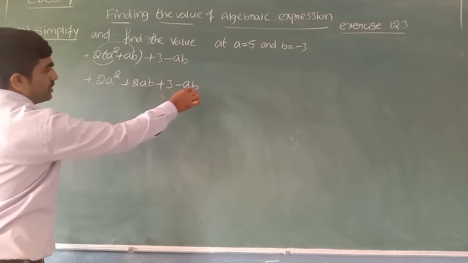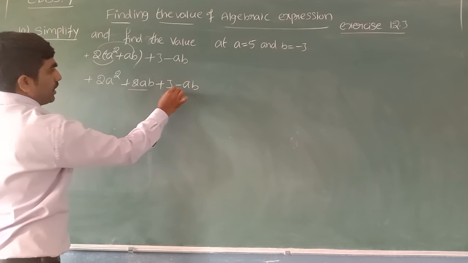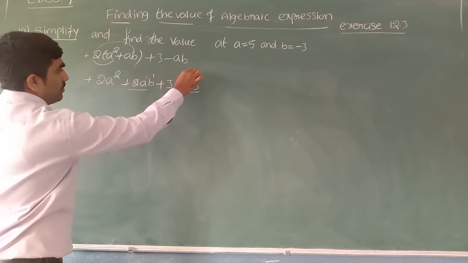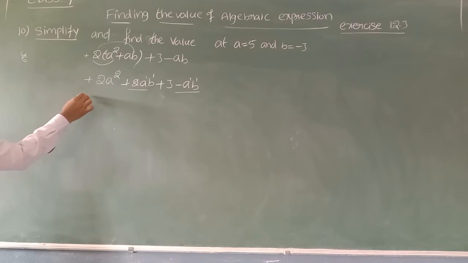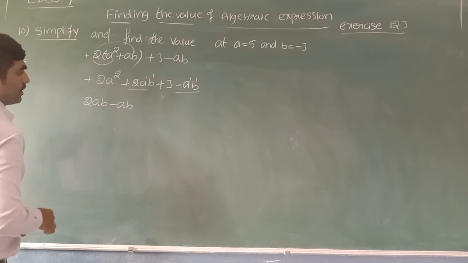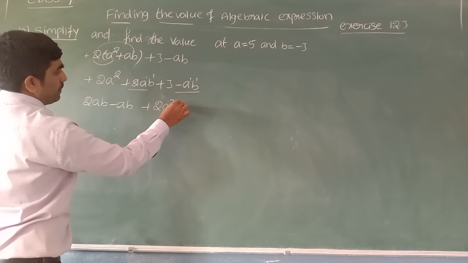A power 2: there is no other a power 2 term. ab: here you can see the ab terms. So both are like terms, with the same variables and the same powers: a power 1, a power 1, b power 1, b power 1. So both are like terms. We write them together: 2ab minus ab. The remaining terms are plus 2a² plus 3.